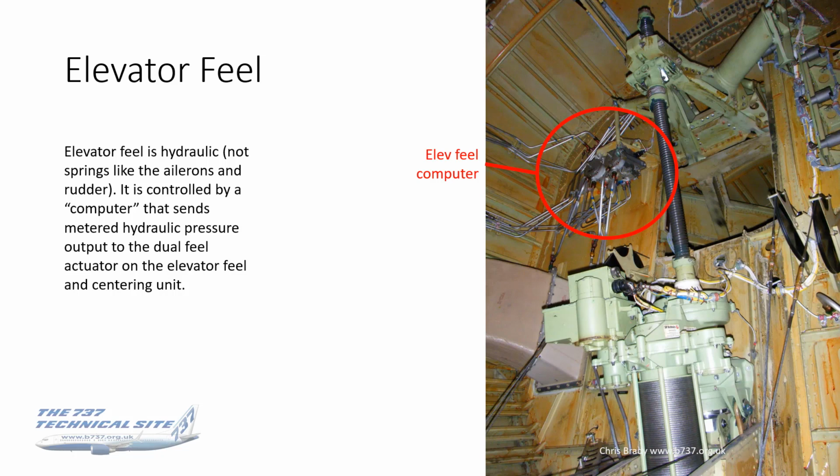It sends metered hydraulic pressure output to the dual feel actuator on the elevator feel and centering unit. That's what it does. But it takes inputs. The raw input is the hydraulic A and B system, and via a series of inputs, it modulates the amount of hydraulic pressure that comes out of that, and that is used to give us feel on the control column. So let's have a look at the inputs to this computer.